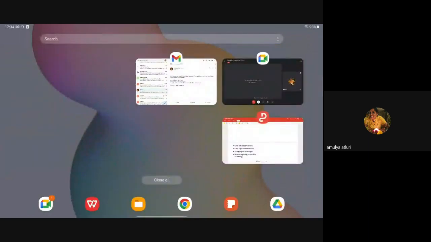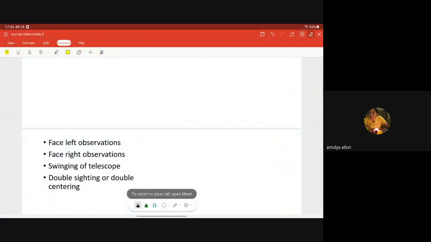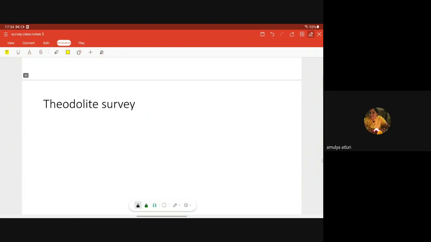Can you see my screen? There's a lag. Yes. Sorry, there is a lag due to internet connectivity.